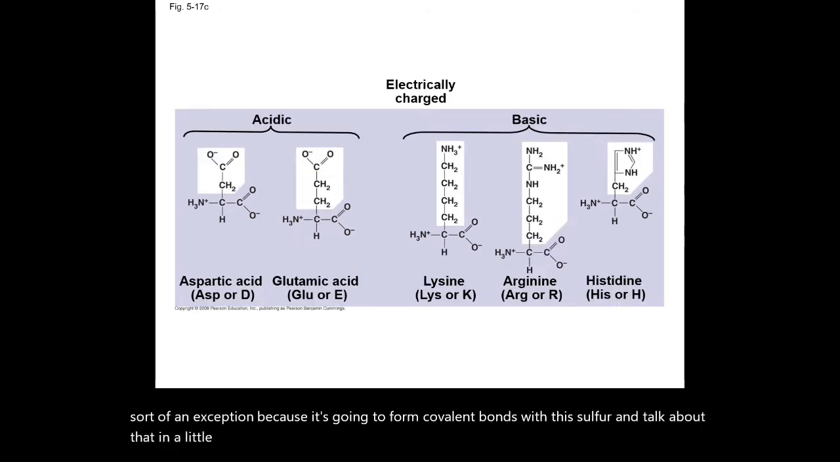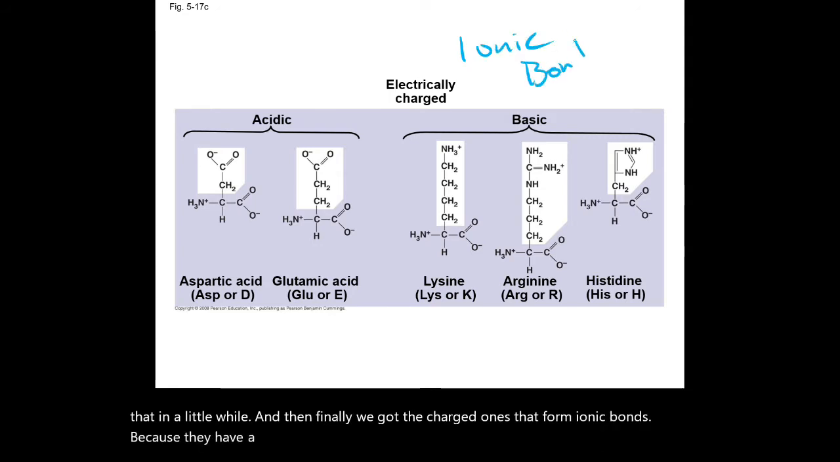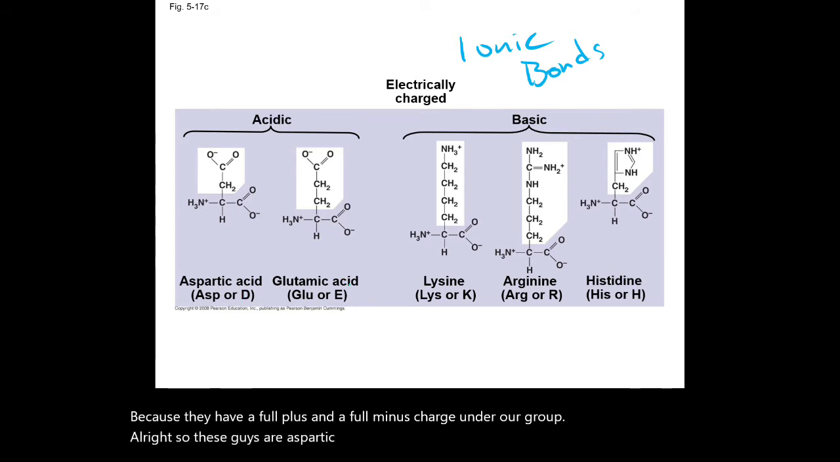And then finally, we got the charged ones that form ionic bonds because they have a full plus and a full minus charge on their R group. All right, so these guys are aspartic acid, glutamic acid, lysine, arginine, and then histidine.